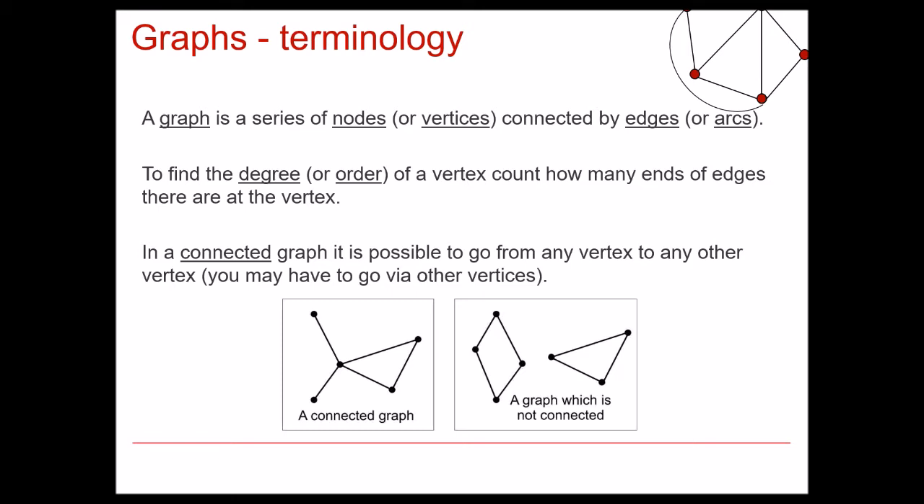Now, the degree, otherwise known as the order of a vertex, is the number of edges that connect to that vertex. And if we describe a graph as being connected, a connected graph, we can see an example here, then what that means is that it's possible to get from any node to any other node, possibly via other nodes. However, a graph like this one, which is actually just one graph, even though it might look like two, is not connected because it's not possible to get from every single node to every other node.